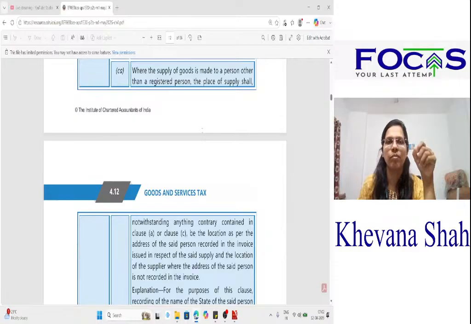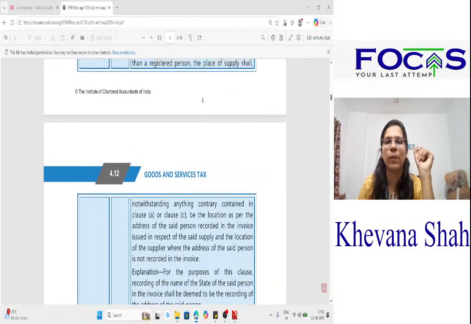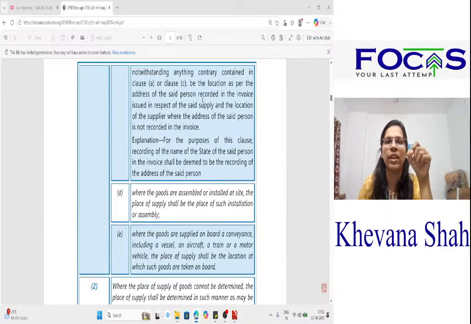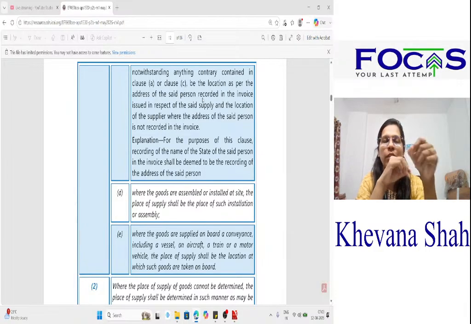Then, when the supply of goods is made to a person other than a registered person, the place of supply shall, notwithstanding anything contrary contained in clause A or clause C, be the location as per the address of the said person recorded in the invoice issued in respect of the said supply, and the location of the supplier where the address of the said person is not recorded in the invoice.